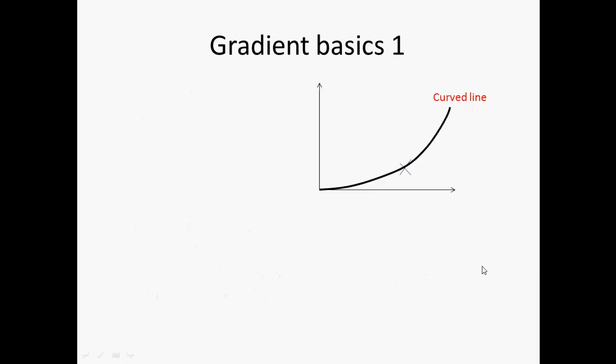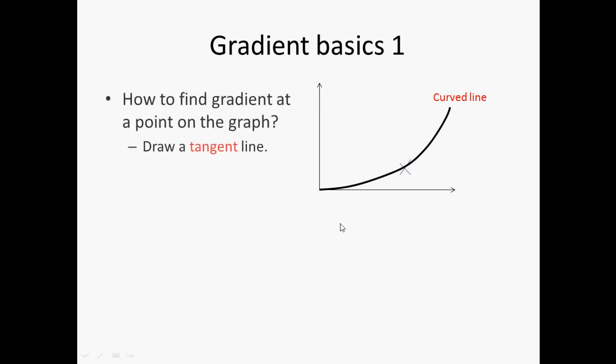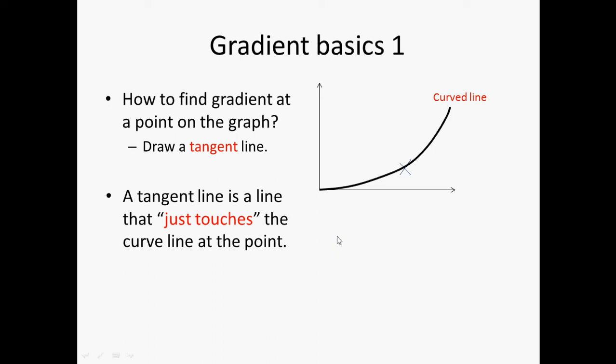We need to look at some ideas about curved lines. For example, if you want to find the gradient at this point here, first you need to draw what is known as a tangent line. So what is a tangent line? A tangent line is a line that just touches the curve at this point. It doesn't touch any point before or after.